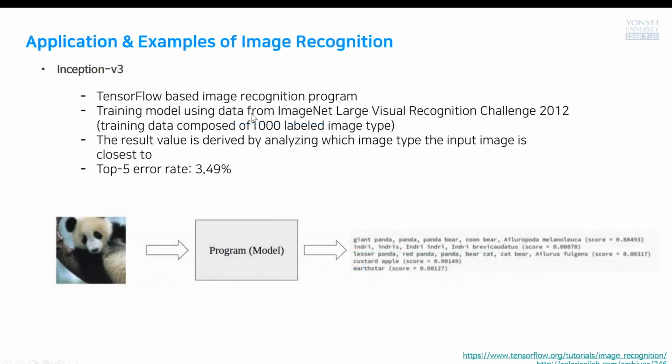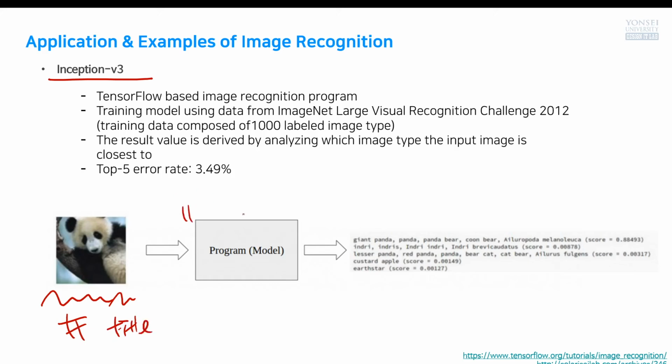Application example of image recognition. Inception version 3. This is one of the very famous and common algorithms in image recognition. By using this one, a large number of applications are generated. For example, take a look. This is a panda, a giant panda image. That's it. No descriptions, no text, no hashtag, no title, no additional textual data.